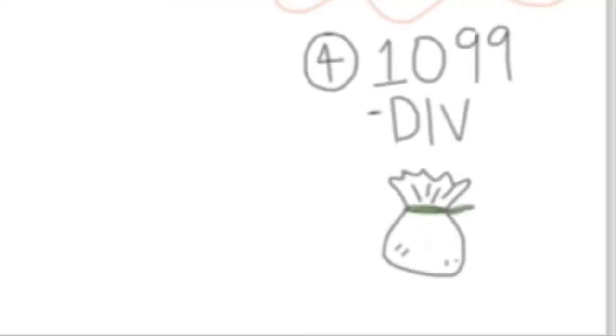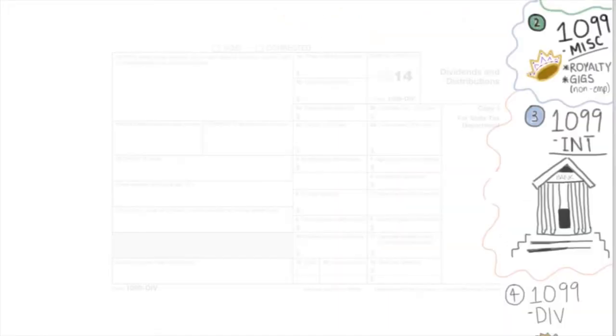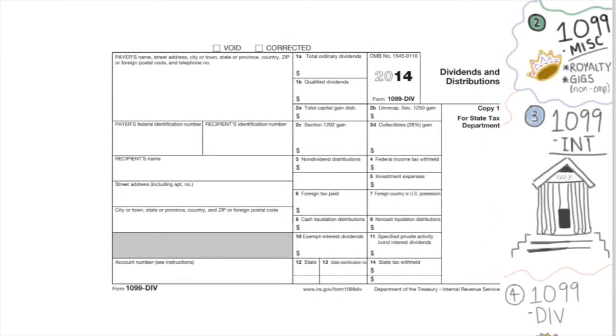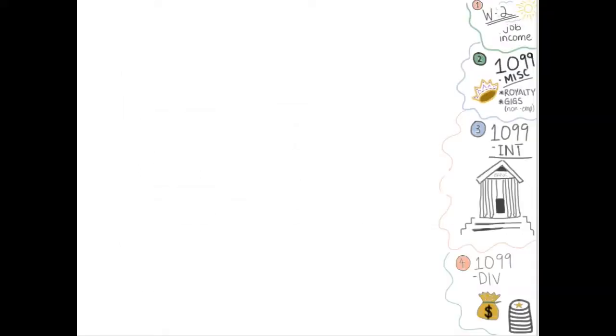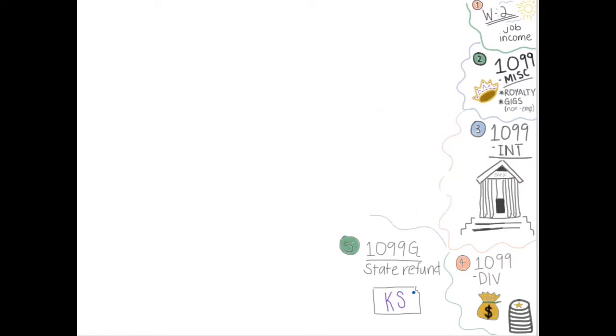Fourth, we will need Form 1099 DIV. This shows any income you received as dividends from investments you hold, such as stocks. Here's what that form looks like. Fifth, we will need Form 1099-G. This shows the amount of any state tax refunds you received last year, and also if you were unemployed at any time last year, this form will show the unemployment compensation you received from the state.